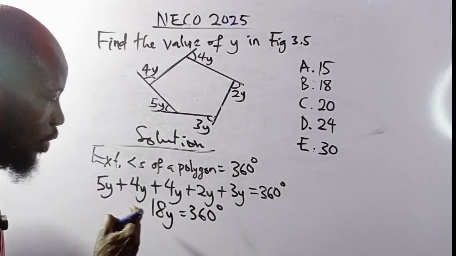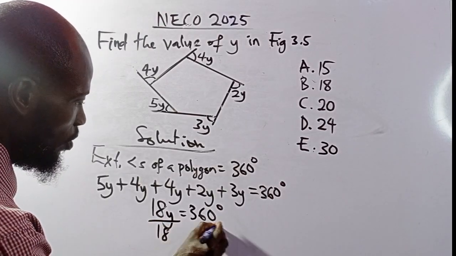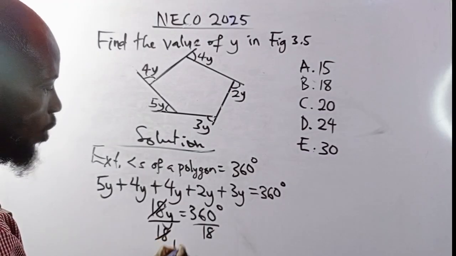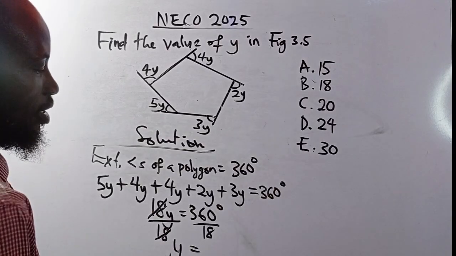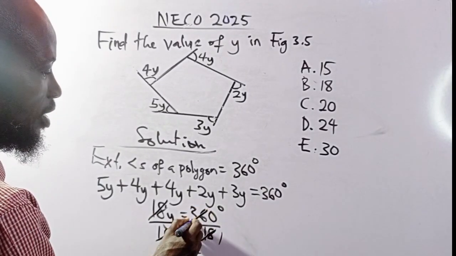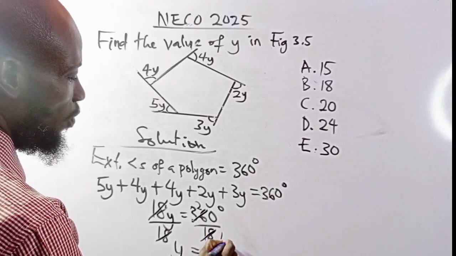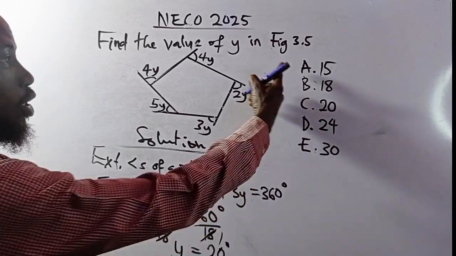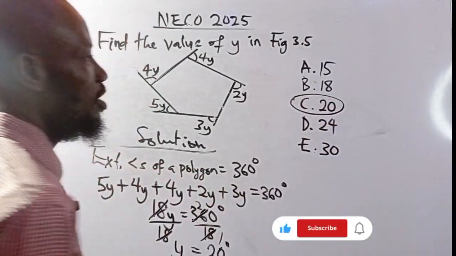Now, we are going to divide both sides by 18, which is the coefficient of y. So 18 here goes. So we have y is equal to, so 18, how many 18 can we get in 360? So 18 here 1, 18 here we have 2. That's 20. So the value of y is equal to 20 degrees. And if you look at the options, the correct option is option C.